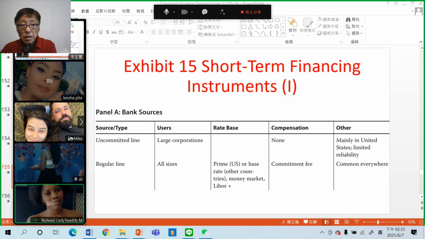Okay, so I'll start by looking at the short-term financing instruments. In total, we have 11 sources. The first one is uncommitted lines. This is credit offered by the bank that does not obligate the bank to make loans. The users are usually large corporations, there's no compensation, and it is mainly used in the United States with limited reliability. Then we have regular lines. The regular line is for what kind of users? Give me a second, I had it here.